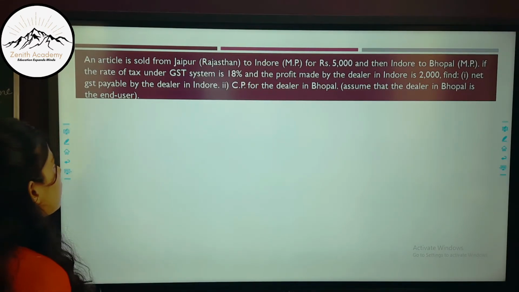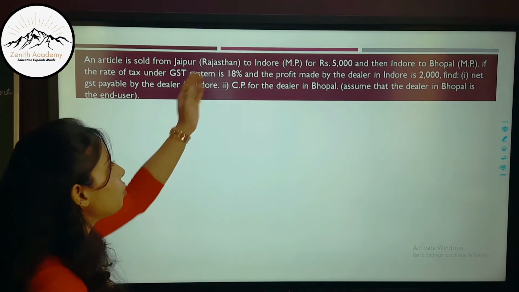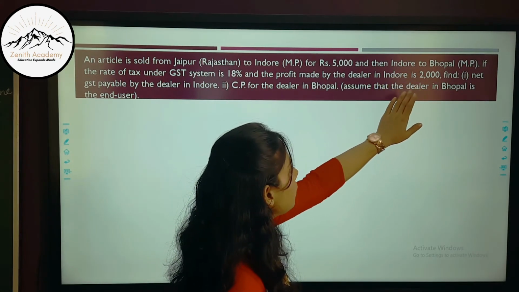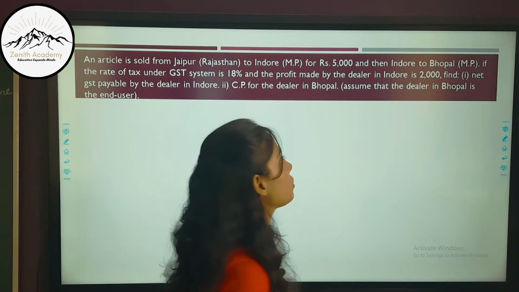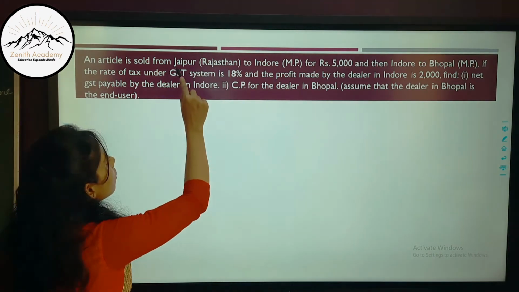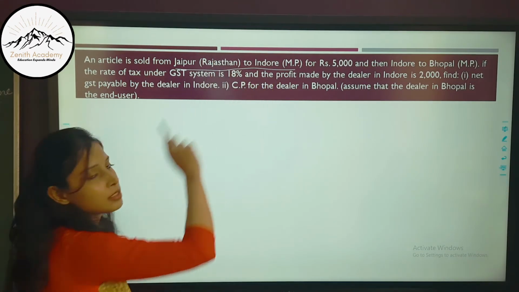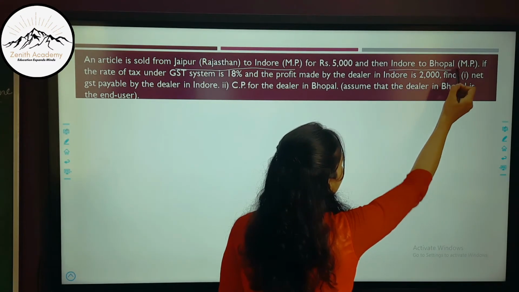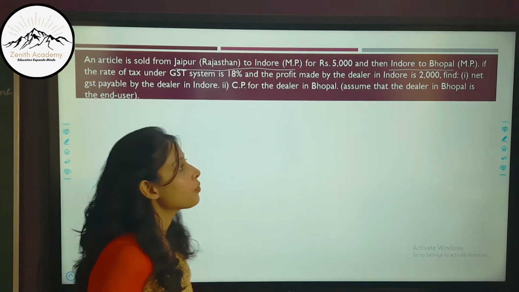An article is sold from Jaipur, which is in Rajasthan, to Indore, MP for rupees 5,000, and then Indore to Bhopal, which is in Madhya Pradesh. In this question, we have two transactions happening. Jaipur to Indore is interstate. Two different states are there, Madhya Pradesh and Rajasthan. And Indore to Bhopal is intrastate because they are both in the same state.